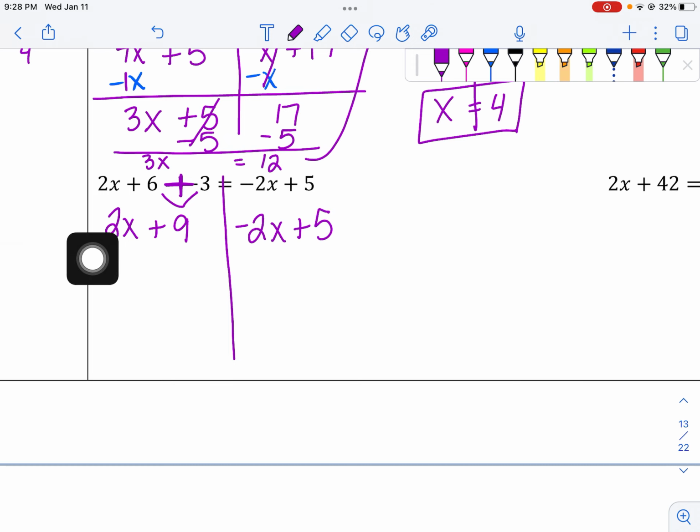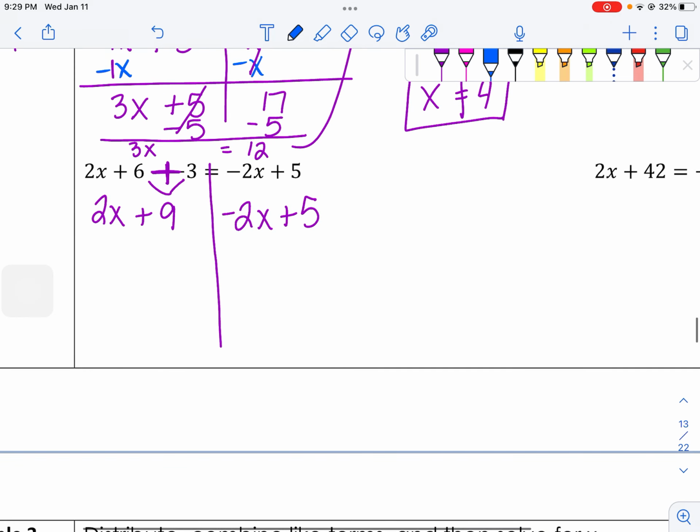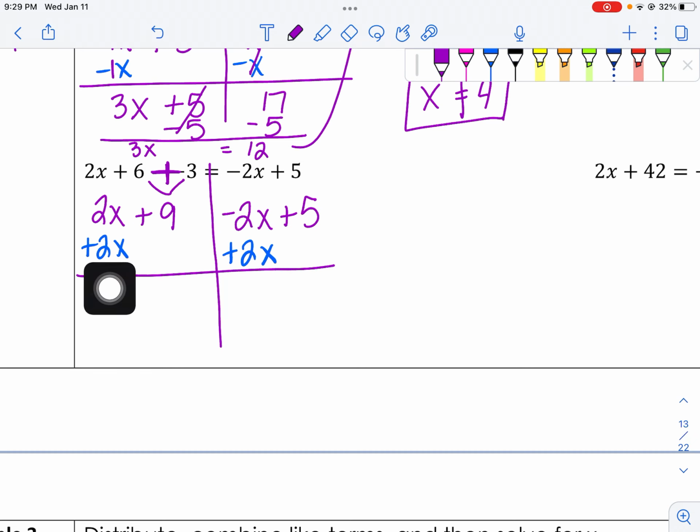So now we're back down to no like terms, but we want to get all our variable terms over here. So we have a negative 2x on the right side. So the inverse of subtracting, or a negative 2x, would be to add 2x. Make sure you are adding the 2x, you're bringing the x with it, and you're lining it up with the x term on the other side. So really you're adding from the right to the left, and then you're adding the terms that are alike.